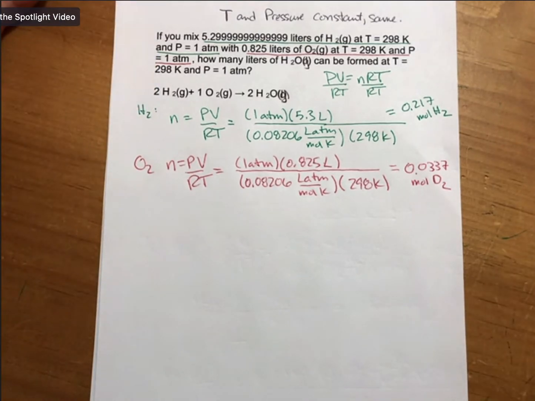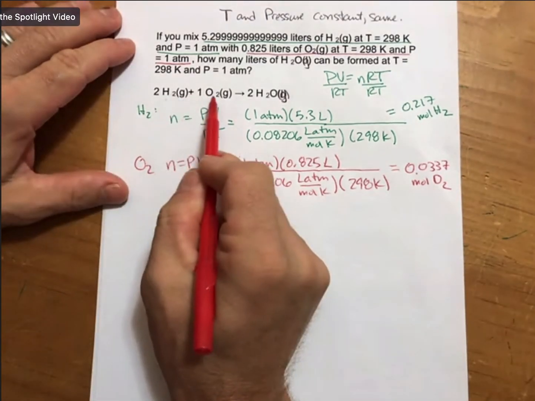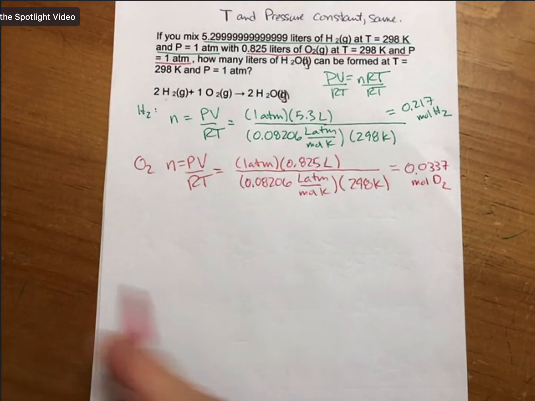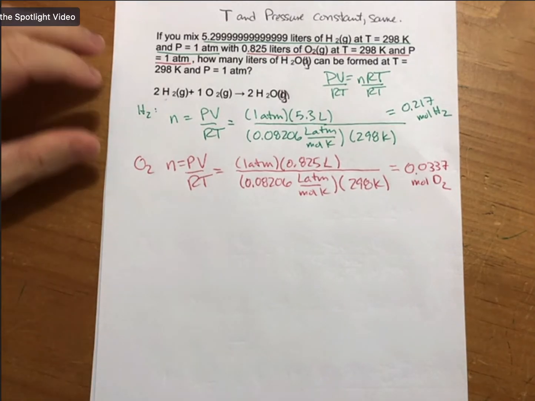Now, what do you think? Can you look at those numbers and tell me which one's going to be my limiting reactant, even though there's a 2-to-1 ratio here? Oxygen. It is going to be oxygen. I will prove that, though, just to be sure.